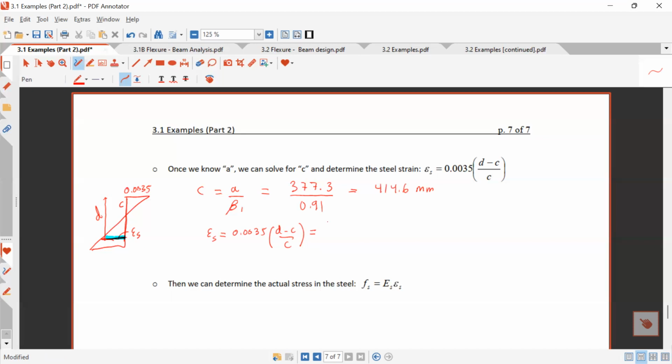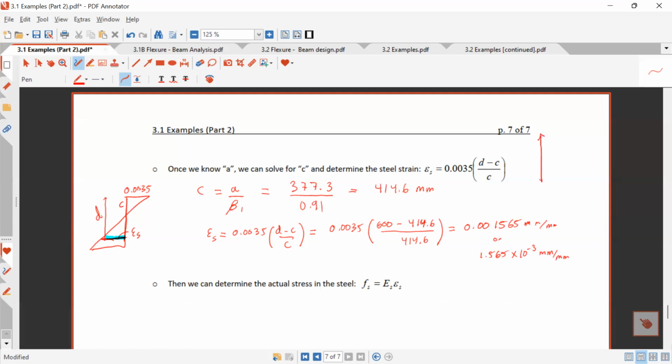I will have 0.0035 times D, which was in our question 600, minus 414.6, divided by C, which is 414.6. You do all this and you get 0.001565 millimeter per millimeter, or 1.565 times 10 to the minus 3 millimeter per millimeter. This makes sense, right?